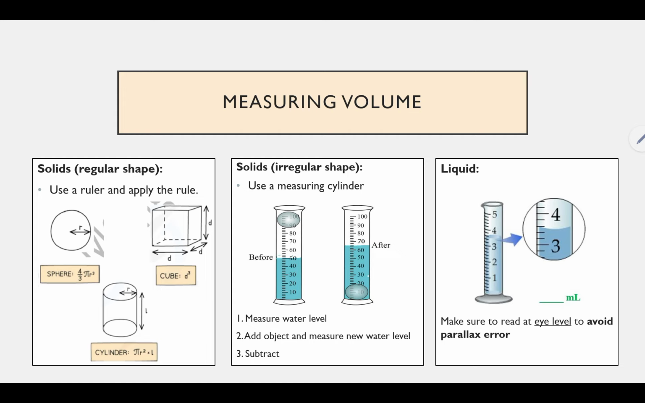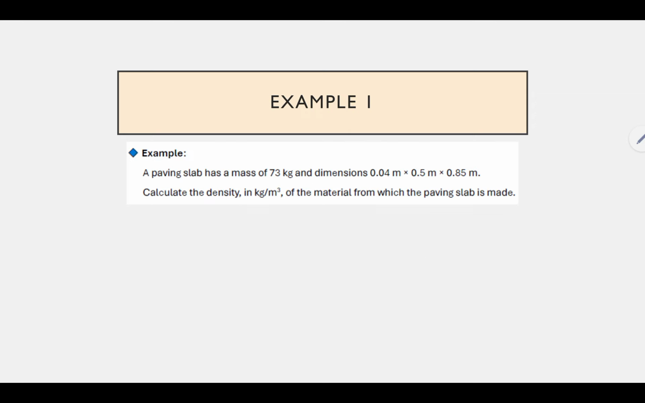So if you're reading while looking from a higher level, you might get the number that is below the correct answer. If you're reading while your head is below the measuring cylinder, you will read the number that's a little bit above the correct answer. Because as you know, light goes in a straight line. So therefore, be sure to always read at eye level.